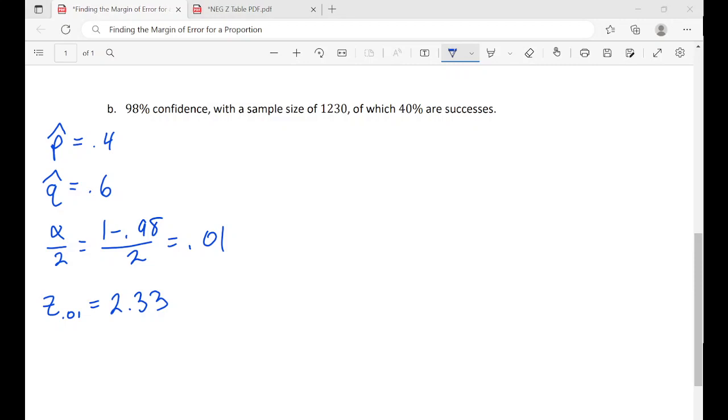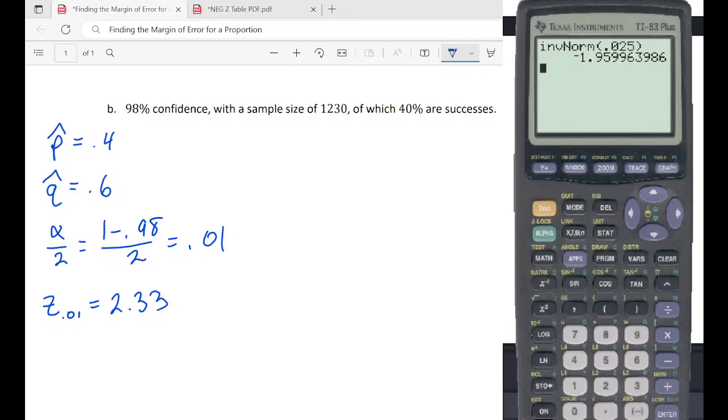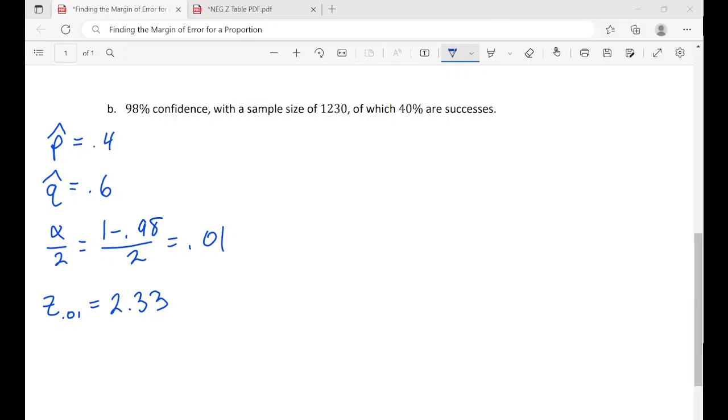And again, if you want to use your calculator, simple thing to do. We just go to inverse norm, so second vars, number 3. And for our area, we're going to put 0.01, hit enter, and we're going to get 2.33 again, just like we did before. So calculator or table, you will get this critical value, just whichever one you feel is easiest or more comfortable with. And now we're just going to do our margin of error.